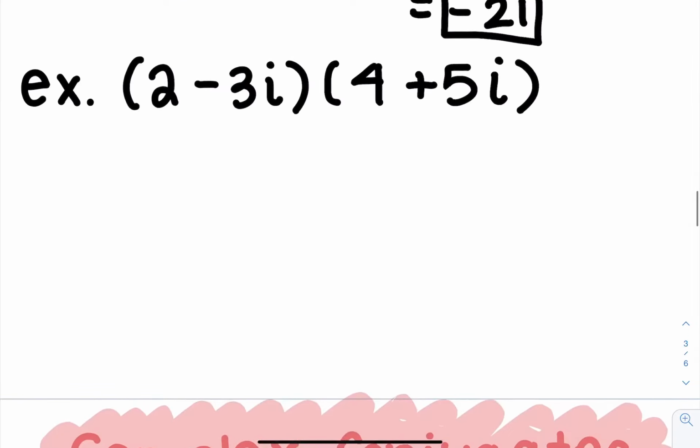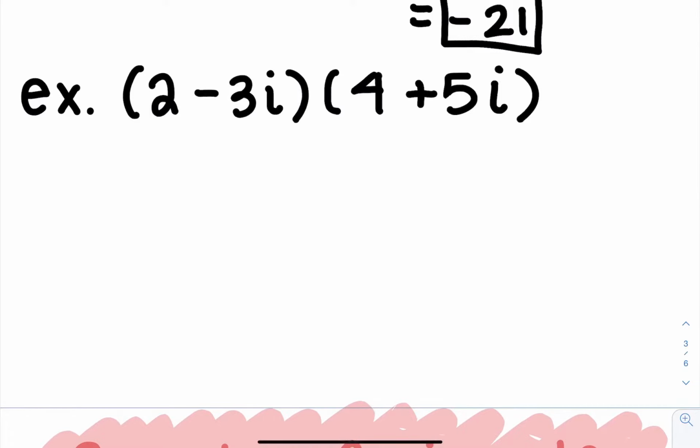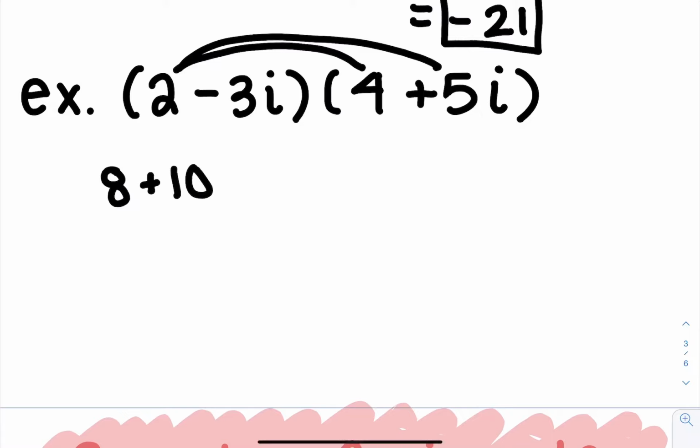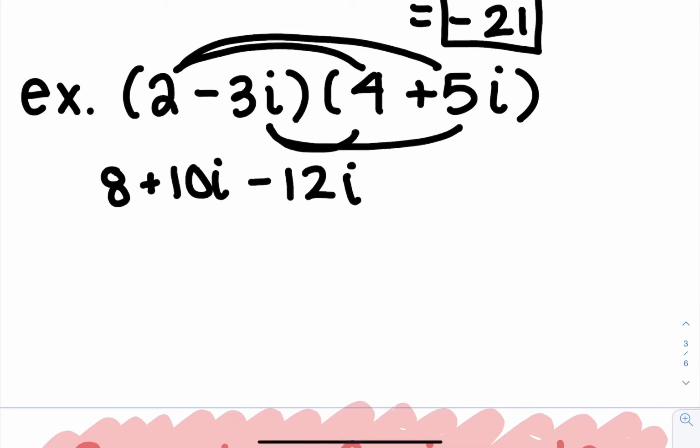Next up, if I have something like this, I have to remember to FOIL. So I'll do first, 2 times 4 is 8. Outer, 2 times 5i is plus 10i. Inner, -3i times 4 is -12i. And last, -3i times 5i is -15i squared. Now I'm going to combine like terms and change any i squareds I see into a -1.